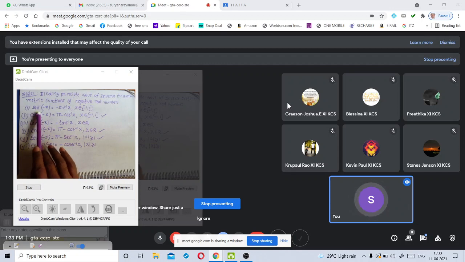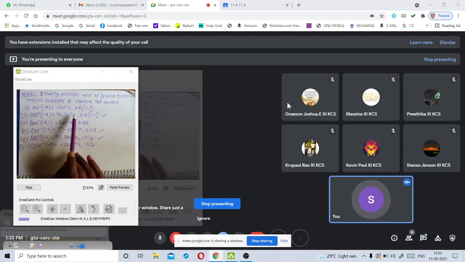Sin inverse of minus x is equal to minus sin inverse x. Cos inverse of minus x is equal to pi minus cos inverse x. Tan inverse of minus x is equal to minus tan inverse x. Cot inverse of minus x is equal to pi minus cot inverse x. Secant inverse of minus x is equal to pi minus secant inverse x. And finally, cosecant inverse of minus x is equal to minus cosecant inverse x.